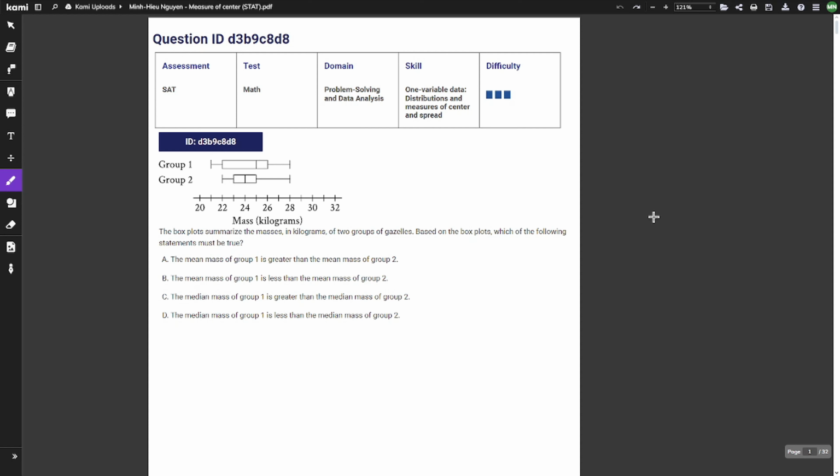Here are 32 practice problems on measure of center, so mean, median, mode, and all that stuff.